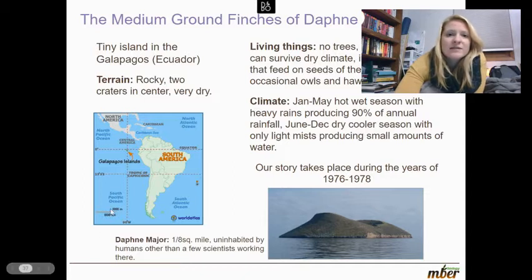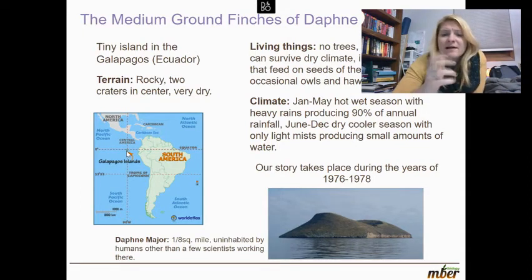So I'll just go over this slide really quick. It is a tiny island in the Galapagos Island chain, which is over here by Central America. It is a part of Ecuador, and it's near the equator. Like I said, the terrain is very rocky and dry. There are 2 craters in the middle, so think of a rustic landscape, with no trees or anything. You can see in the picture down here that it is very desolate and not rich with shrubs and trees and all these different things. It just has the low-lying trees.